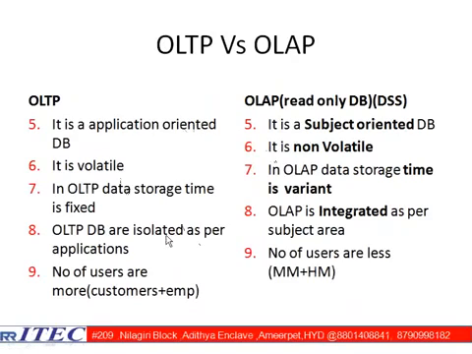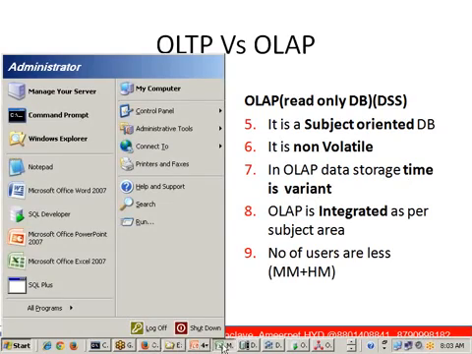Now, if people understand one point, the point is it is volatile, it is non-volatile. Next one. In OLTP, data storage time is fixed. Whereas in OLAP, data storage time is what, sir? Variant. What is the meaning of this one? Right. So to understand this meaning, let us go for some other example.